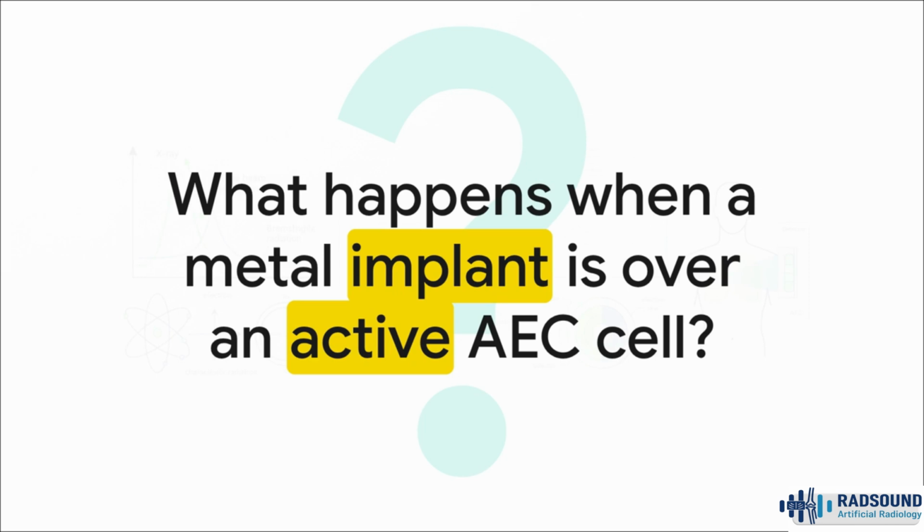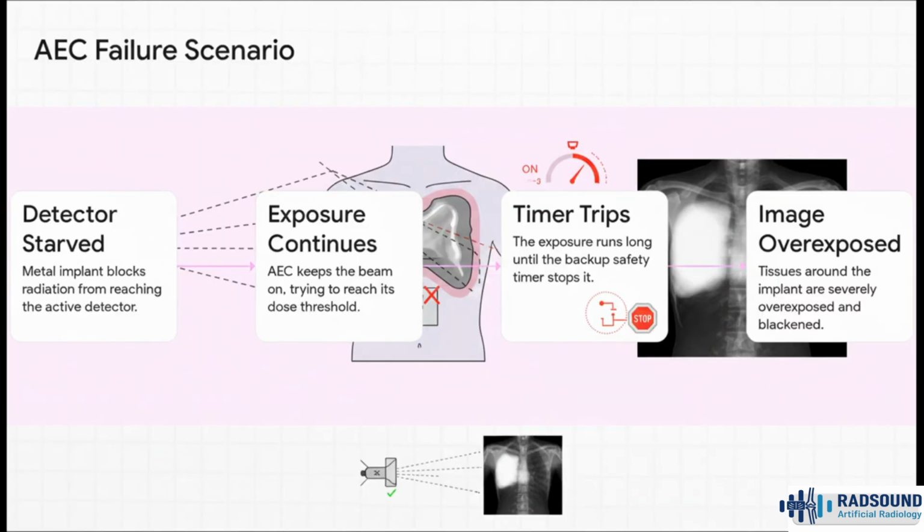But what happens when that autopilot gets confused? What happens when we put a big piece of metal, like a hip implant, right over the detector? Well, the physics tells us exactly what's going to happen. That metal hip is going to absorb almost all the radiation. So the detector underneath it is completely starved for signal. The AEC system, thinking it hasn't gotten enough radiation yet, just keeps the beam on and on and on, probably until the safety backup timer finally kicks in and shuts it down. The result? All the normal tissue around that hip implant gets blasted with radiation and is massively overexposed, looking black on the final image. The key takeaway is that AEC is not magic.